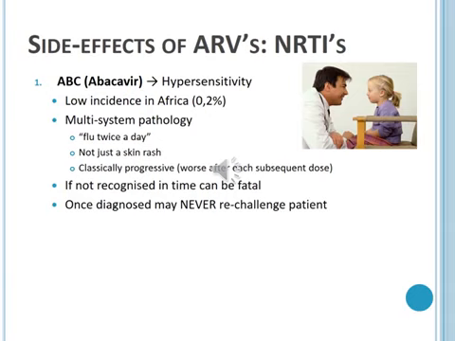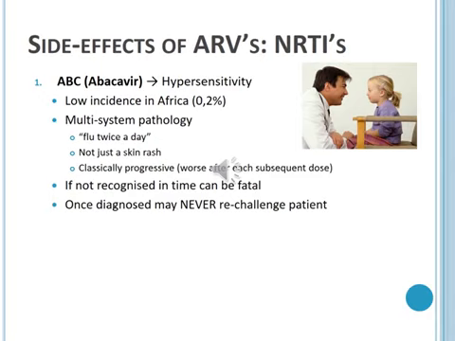So hypersensitivity is linked to a specific HLA typing, which in the African population is very, very rare. So the incidence is about 0.2%. And therefore, in a country where we have a lot of HIV positive patients and very limited resources, for a side effect that is so rare, it doesn't make sense to screen every patient before we initiate them.